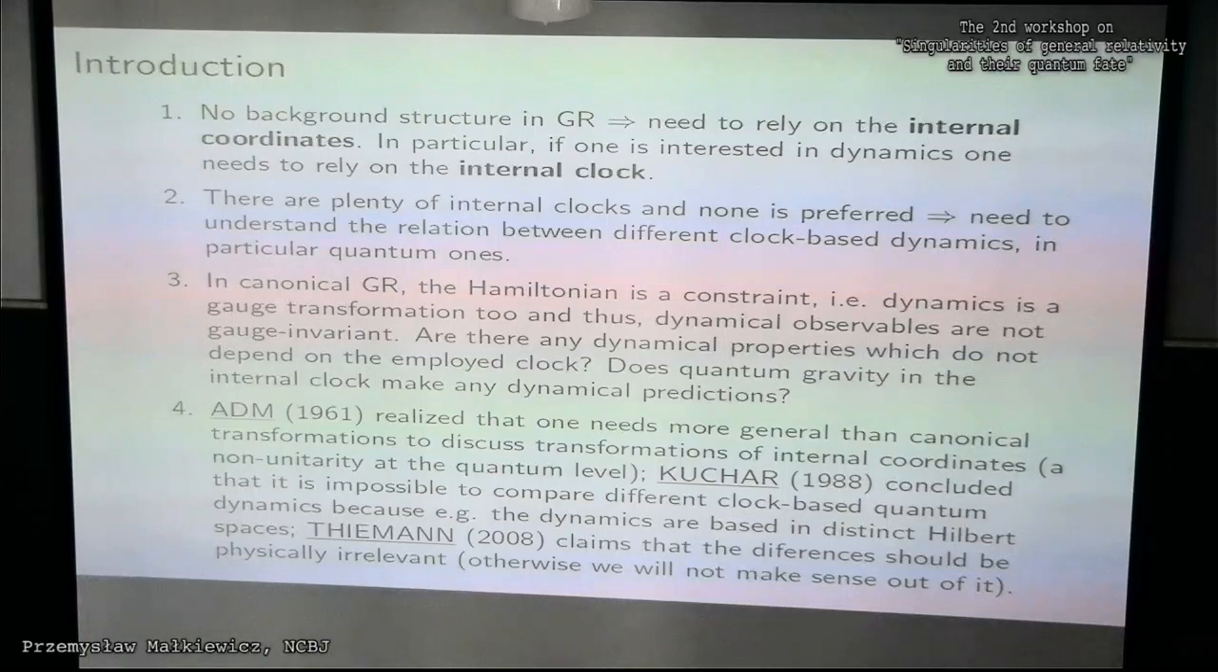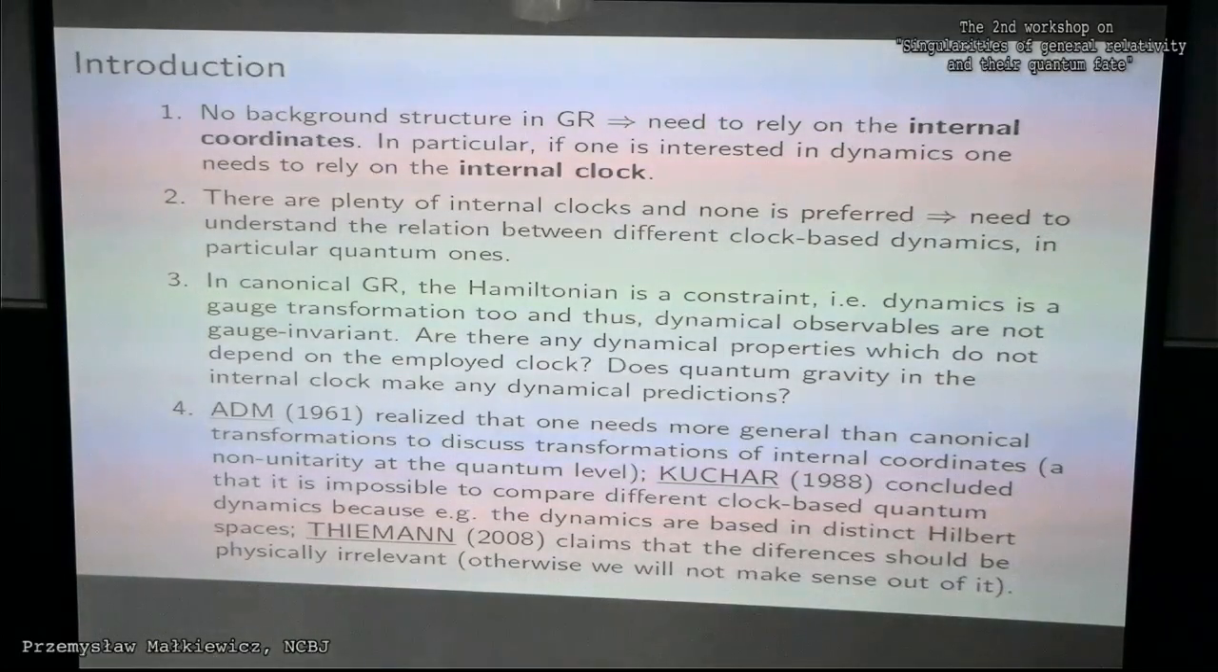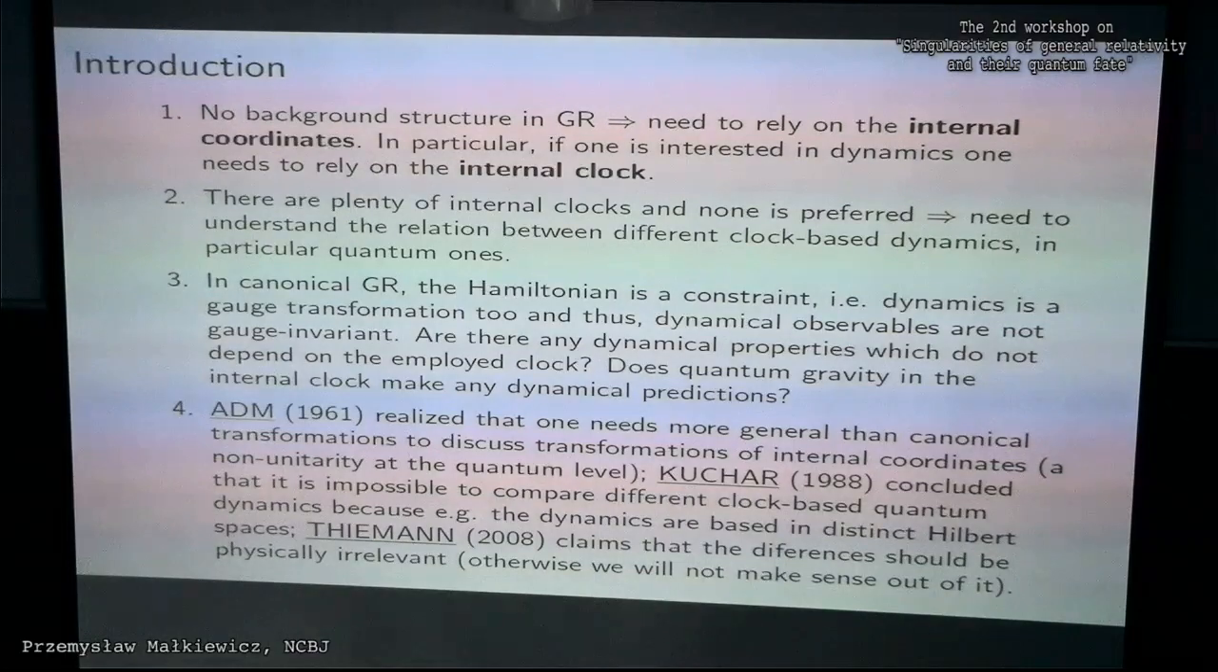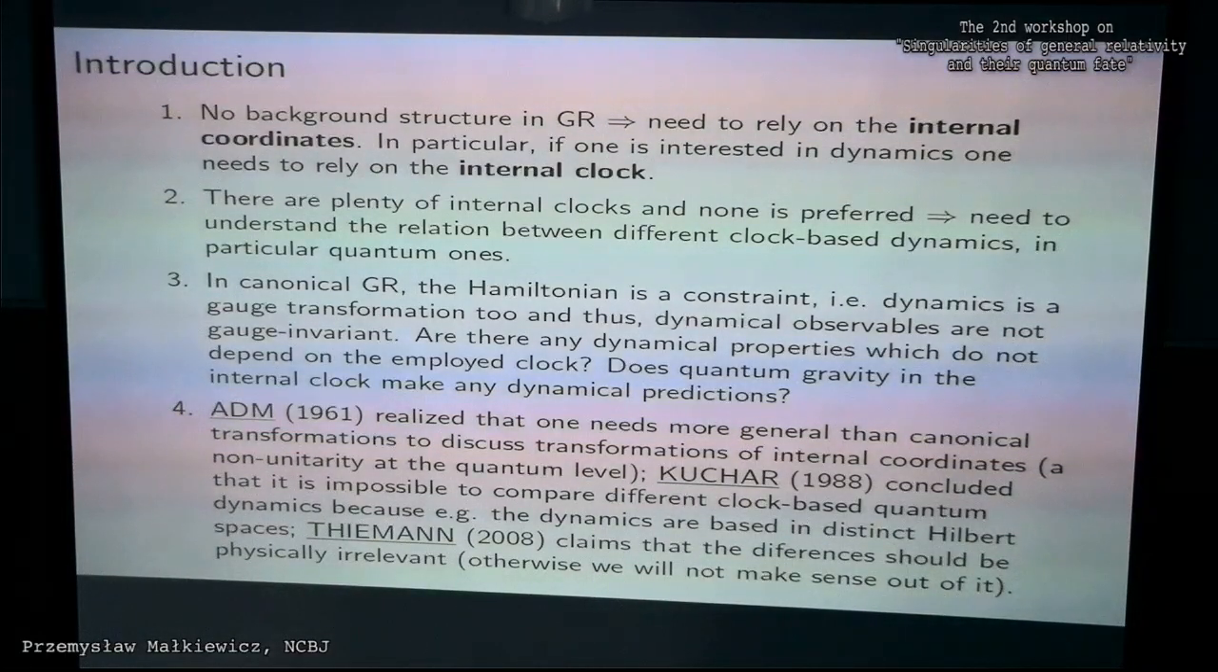And in particular, if you are interested in the dynamics of the gravitational field, you have to rely on the internal time coordinate or internal clock. And in many cases, there are plenty of good internal clocks, but none is preferred. So we need to understand the relation between dynamics, which is given in different clocks. And I mean quantum dynamics, because there should be no difference between the same classical dynamics given in different clocks.